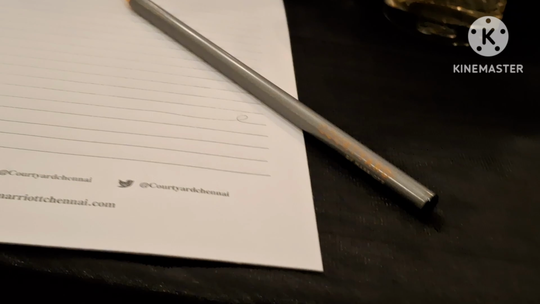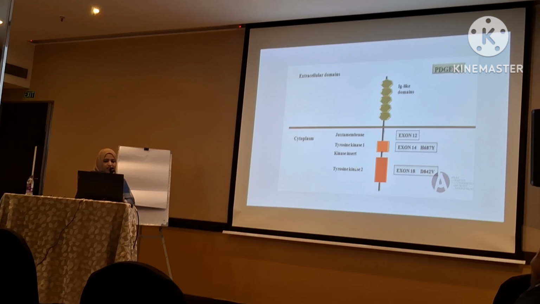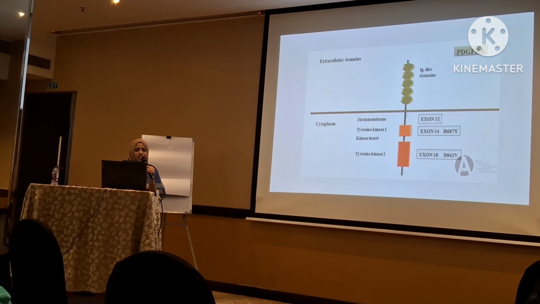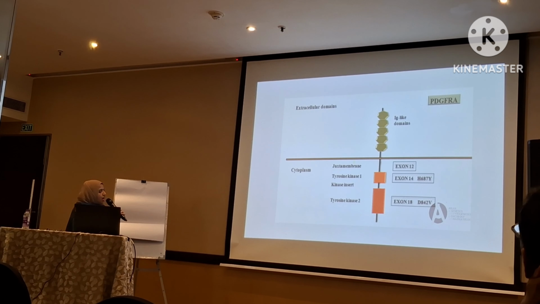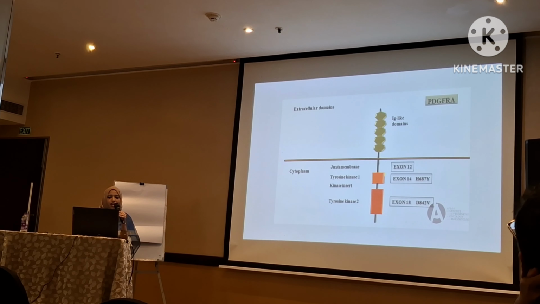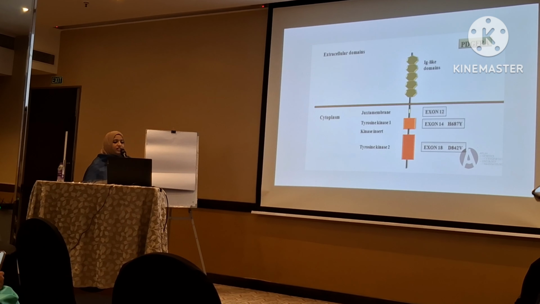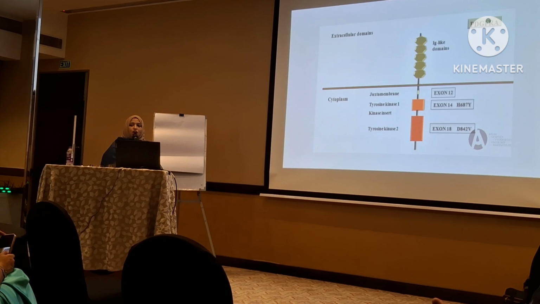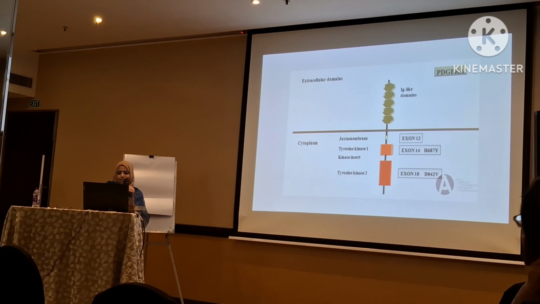So it has got 4 domains: extracellular domain, transmembrane domain, juxtamembrane domain, and 2 tyrosine kinase domains. What is most important here is that the juxtamembrane domain, which is located in exon 12, has an autoinhibitory effect on tyrosine kinase. And one more important thing is that this region is more prone to breakage. That's why the breakpoints are more common in exon 12, that is in the juxtamembrane domain of PDGFRA.